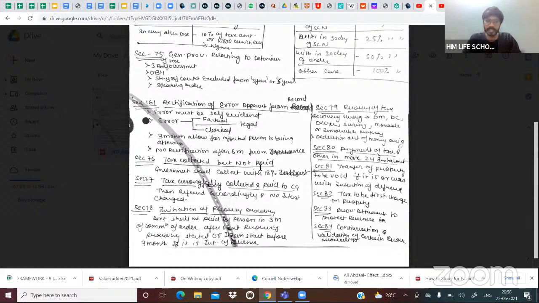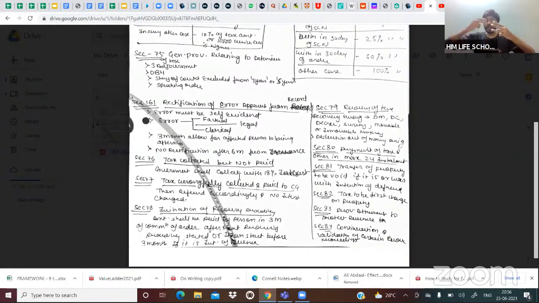So when you're doing this, see, what happens in taxation is every section will help you to solve a problem. You're supposed to do this. When there's an exception, do this. So let's say it says that tax is collected but not paid. So this is the problem. And what is the solution? You go and take 18%. So there is a rule, there is an exception, there is a solution.